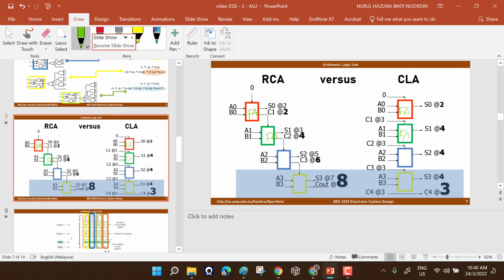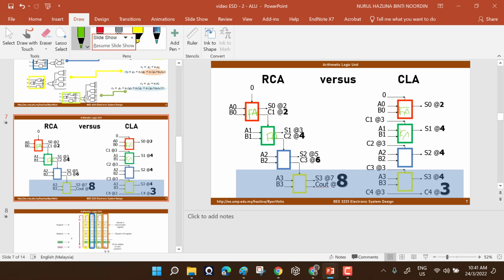But this time round, the carry out here no longer becomes the carry in at the second stage. Previously, this carry out became the carry in of the second stage. But now, I no longer need to care about this carry out. Why? Because the carry in at this stage, I am predicting it. How do I predict it? By looking into the combination that I have at A0 and B0.